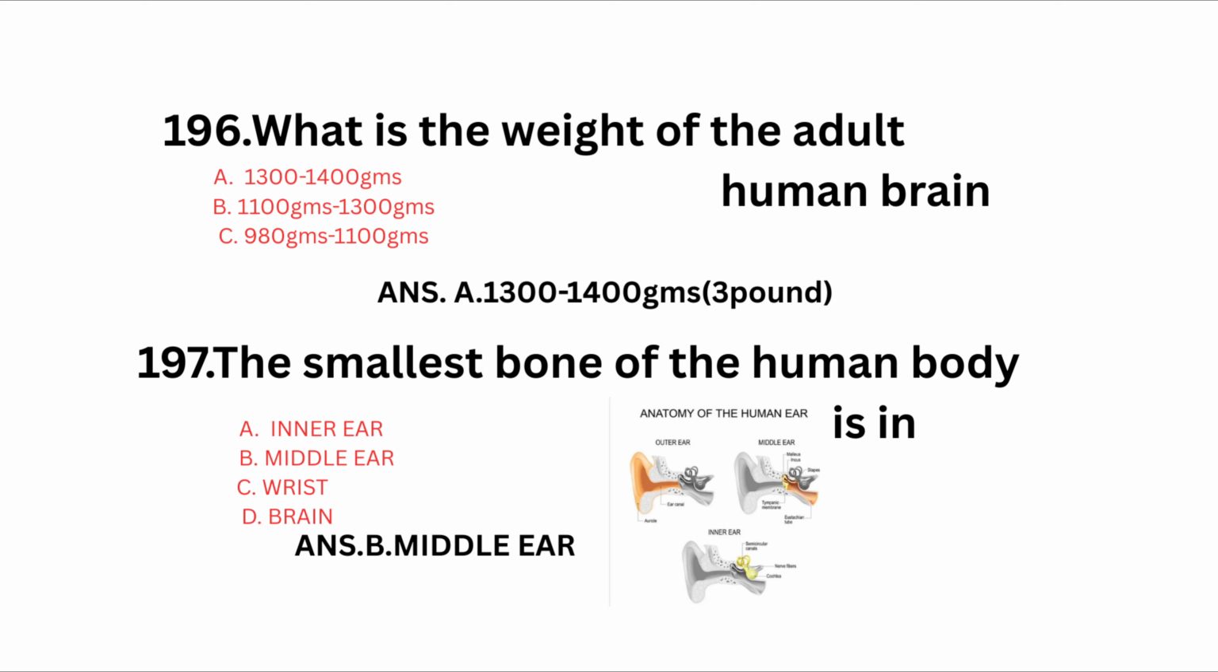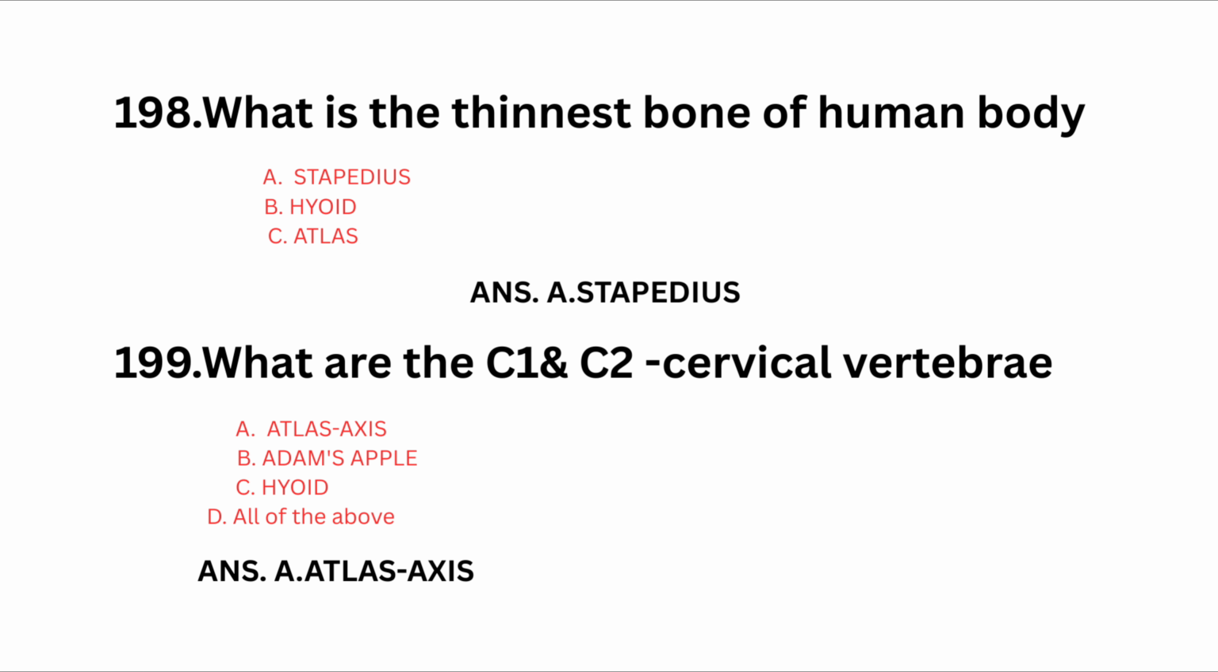197, the smallest bone of the human body is in? A inner ear, B middle ear, C wrist, D brain. It's in the middle ear. Smallest bone is stapes. 198, what is the thinnest bone in the body? A stapes, B hyoid, C atlas. The thinnest is stapes.